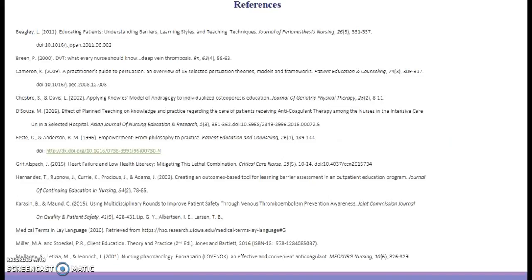The following references were used for this project.